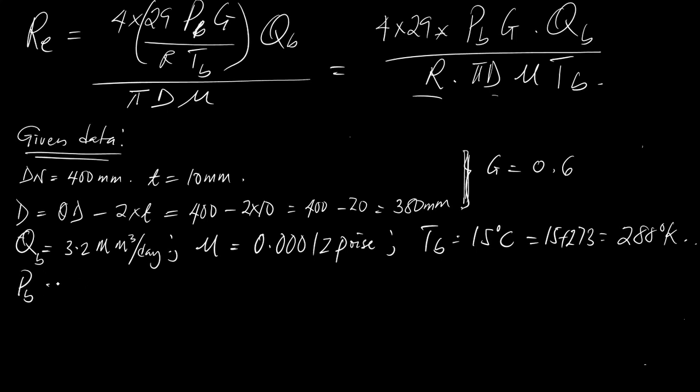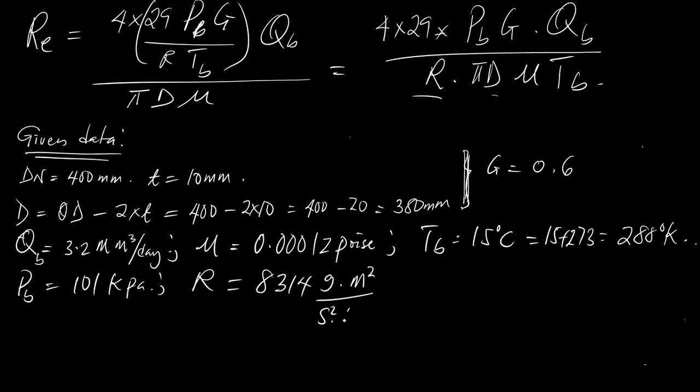We have a pressure which is 101 kilopascal. We also have our gas constant to be 8314 grams times meter square per second square times Kelvin times mole. So these are the given information. Now let's calculate our Reynolds number.